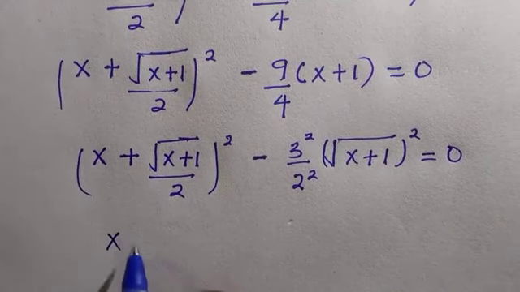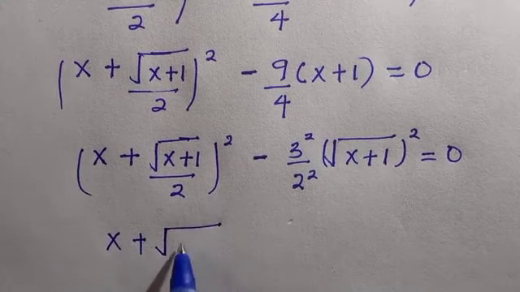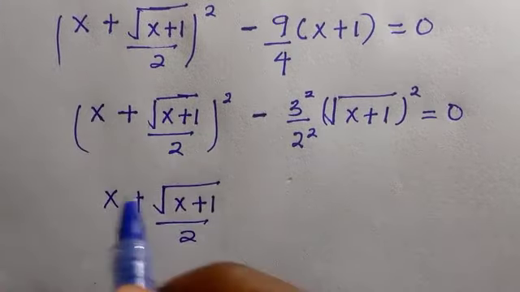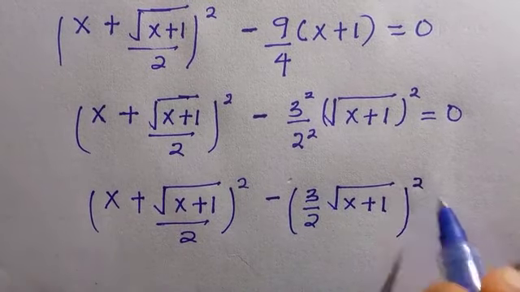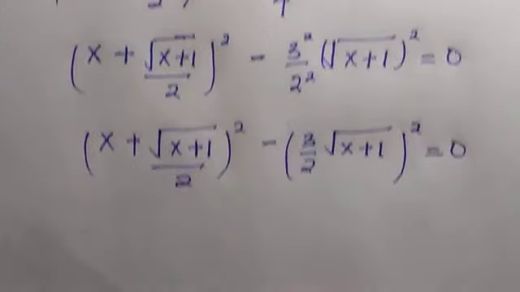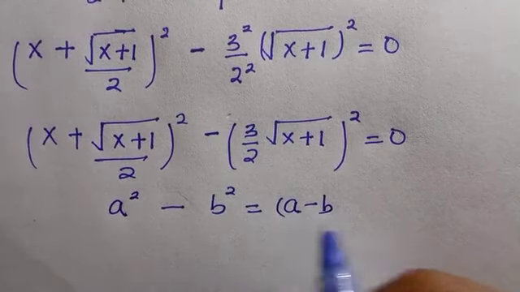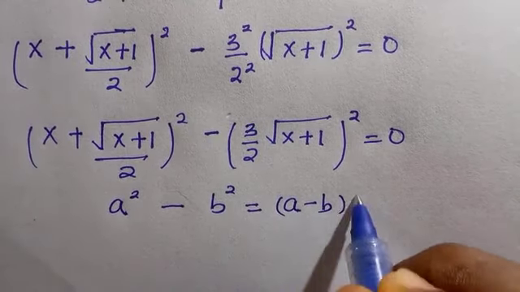Since all of them are squares, I can write x plus root x plus 1 divided by 2 raised to power of 2, and for this one it can be written as 3 divided by 2 root x plus 1 all raised to power of 2, using the power of a product rule of indices. Looking at this, it resembles the difference of two squares. Suppose I let this one be a and this one be b squared, then this becomes a minus b, times a plus b.